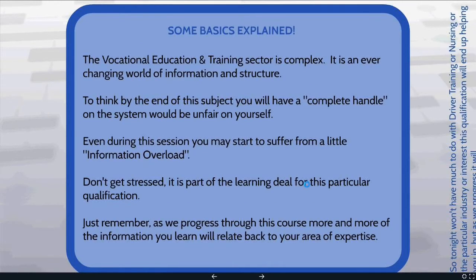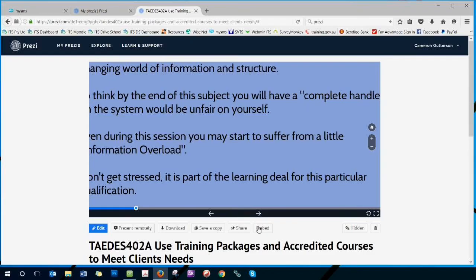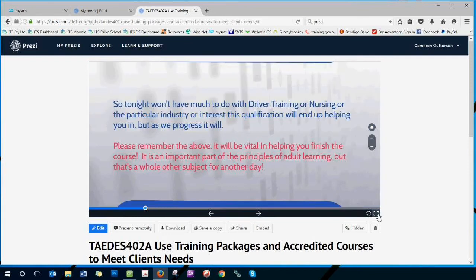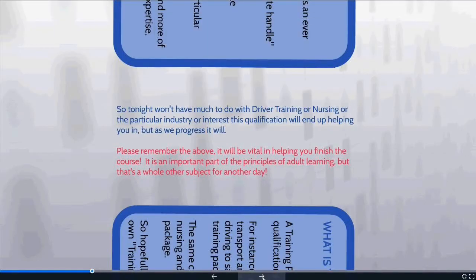So as it says here, the vocational education and training sector is complex. It's an ever-changing world of information and structure. To think that by the end of this subject you'll have a complete handle on the system would be completely unfair to yourself. In actual fact, it's going to take several weeks for you to really embed this information and start to find a place for it in its whole structure. Even during this session, you may start to suffer from information overload if you haven't already died of frustration with our technical difficulties. But don't get stressed. It's a part of the learning deal for this particular qualification.